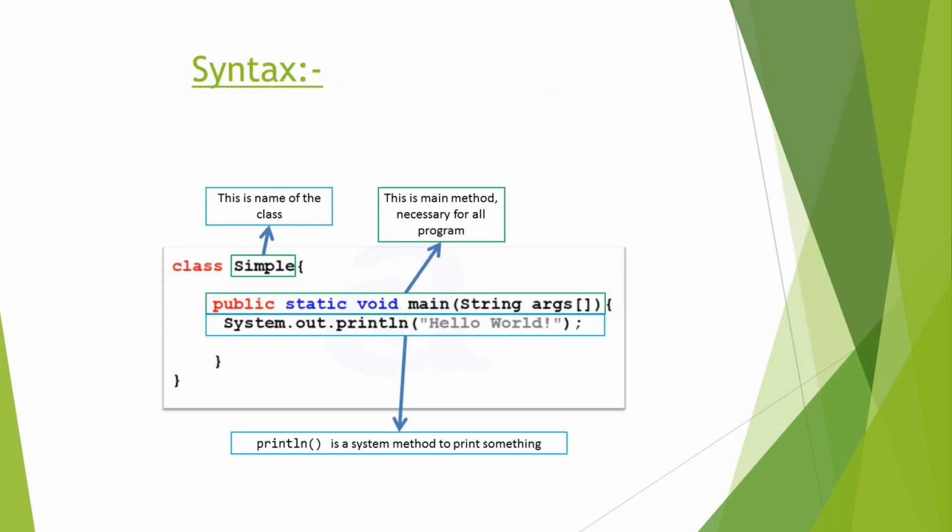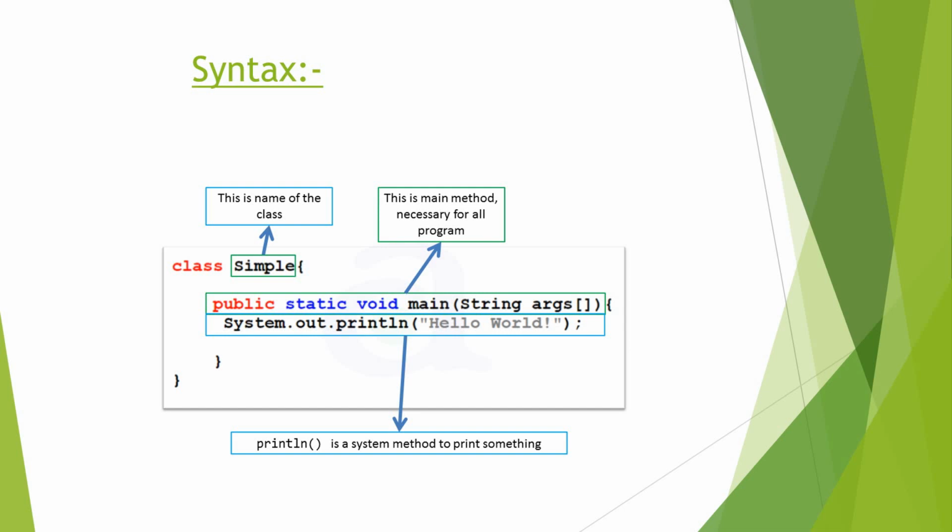Let's understand with this syntax: class Simple, public static void main, String argument, and System.out.println. Here main is like the door of our home, which is the entry point. Using that entry point we can come into the home and go outside the home. Likewise in programming, using the main method we can write our code and execute it.